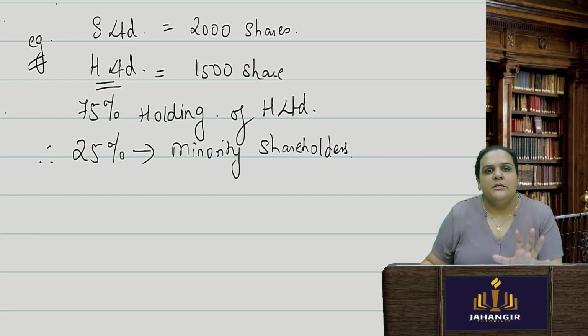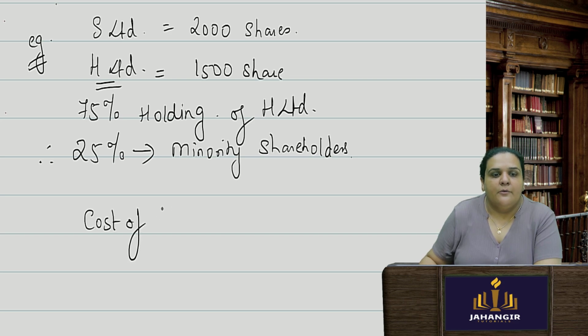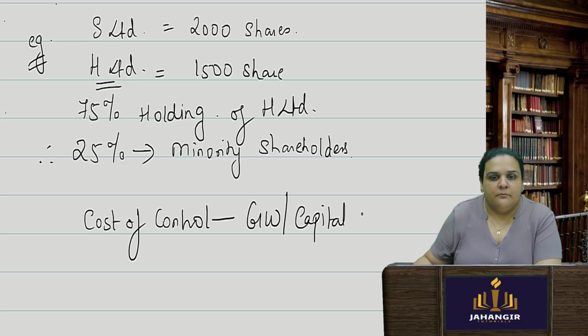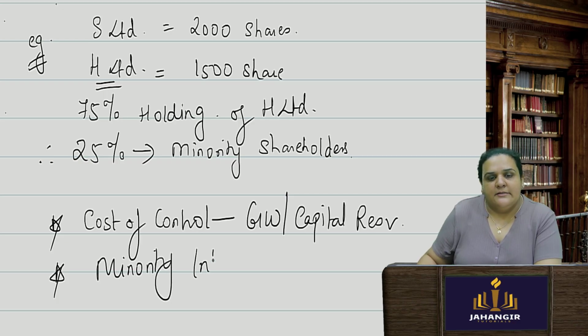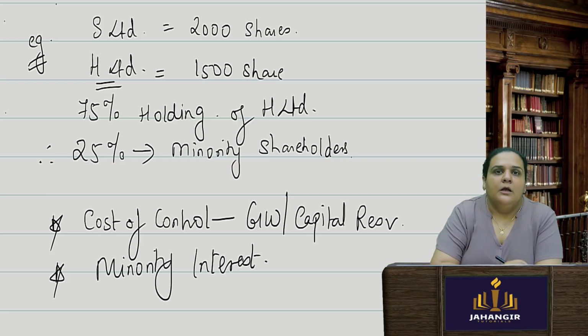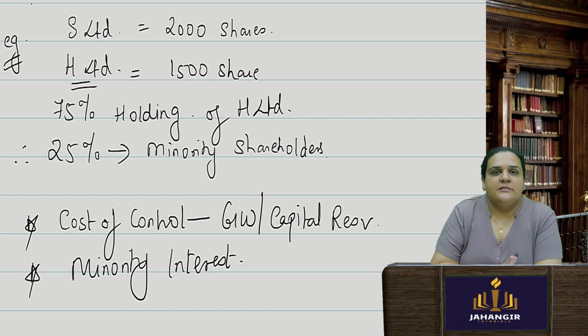Now almost all the sums will revolve around asking us to calculate the cost of control. We need to know what the cost of control will be, whether it will be in the form of goodwill or whether we have a capital reserve. Almost all the sums. And there will be one more question: they will ask what the share of minority interest will be. These are the two main questions that almost any question you pick up will ask you.